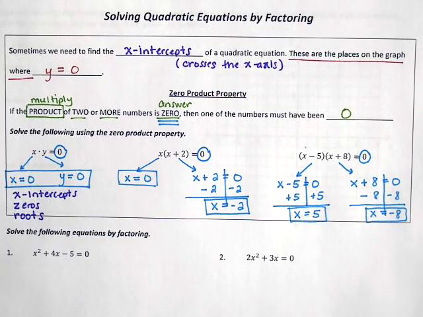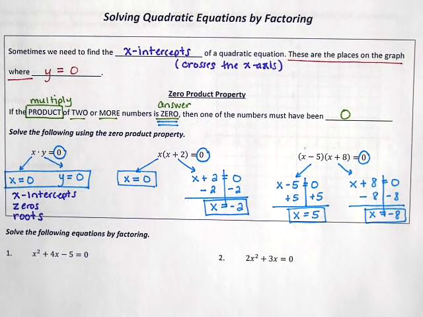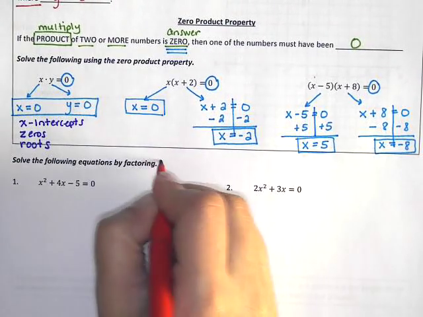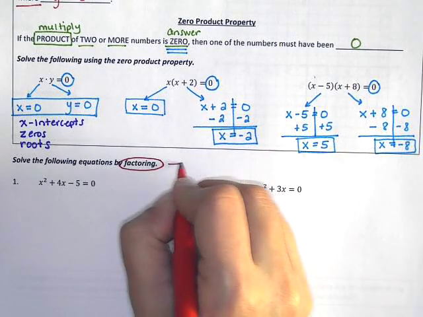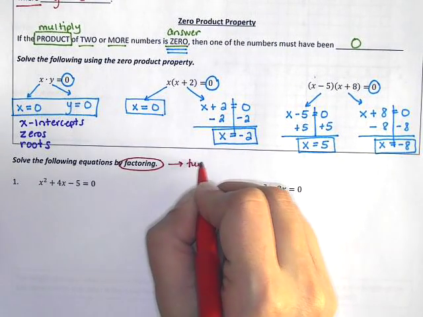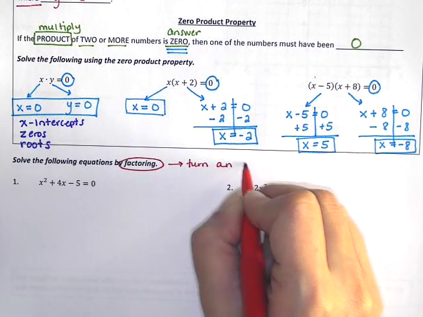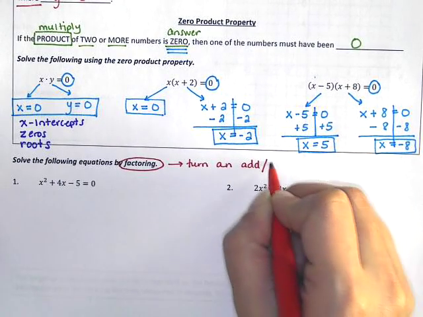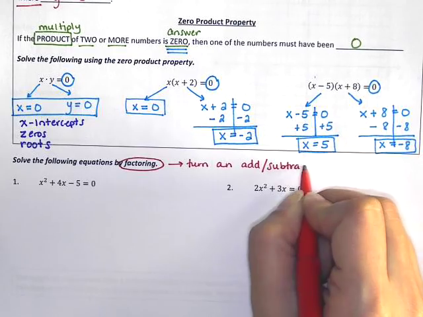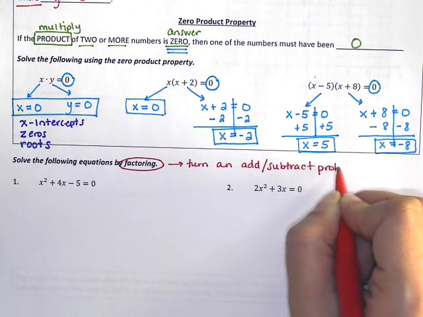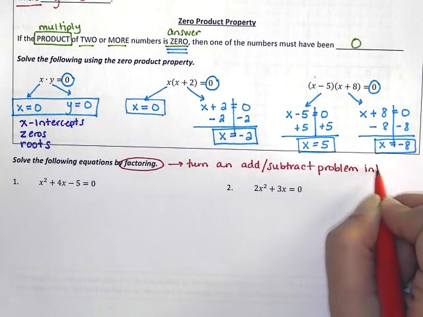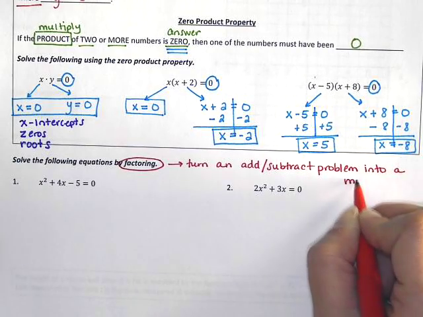Now let's take a look at how we might use this and do this if we didn't already have a product. So problems 1 and 2, the directions say solve by factoring. Now the reason that we're going to want to factor here is that when we factor, we turn an addition or subtraction problem into a multiplication problem.